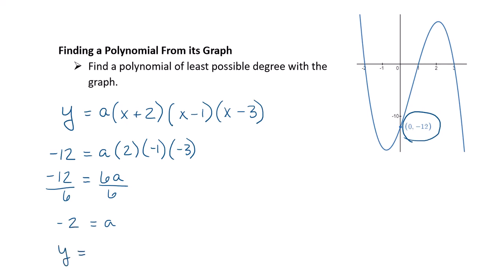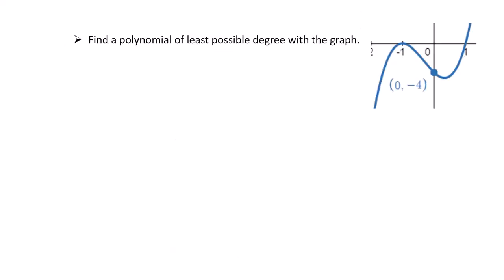So my final polynomial, I'll keep it in factored form, is going to be y equals negative 2 times x plus 2 times x minus 1 times x minus 3. And just as a final confirmation, if I were to multiply this all out, the leading term would be negative 2x cubed, and the end behavior does show a negative and odd type of function.